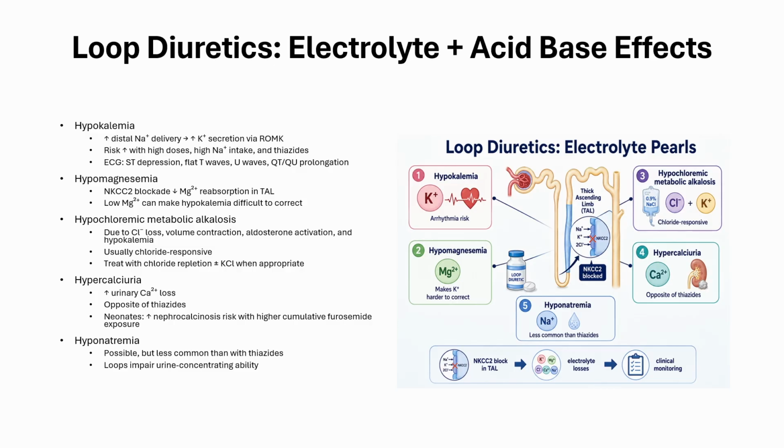Lastly, hyponatremia can occur, but is less common than with thiazides. Loops reduce the kidney's ability to concentrate urine, which causes proportionally more water to be excreted than thiazides.